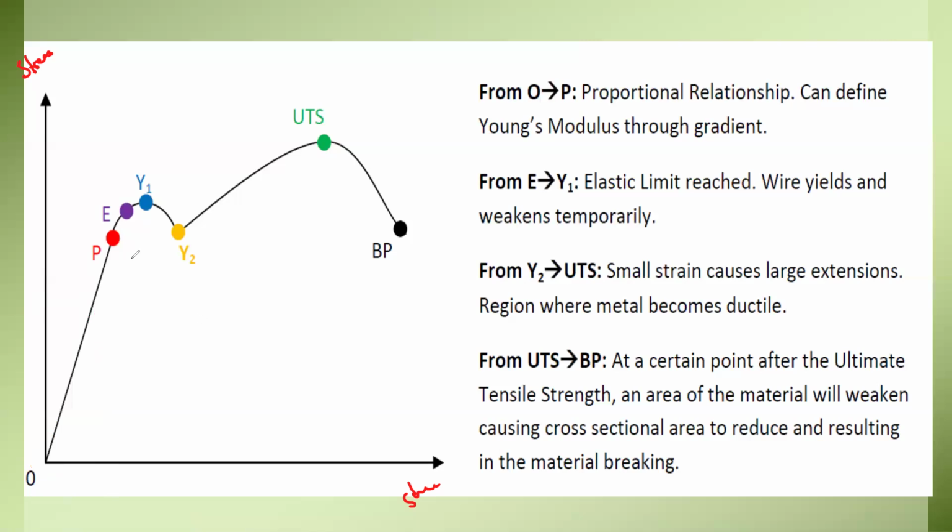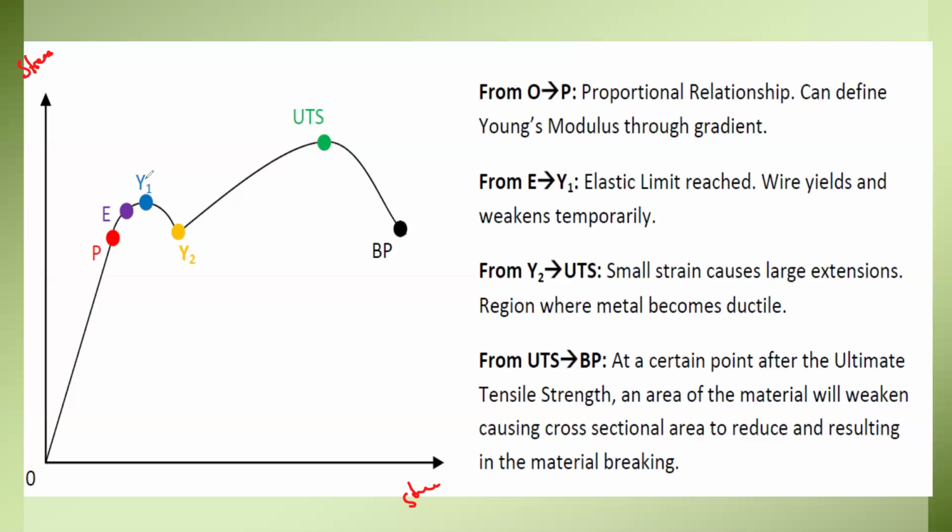Then what is point E? The point E is actually showing the elastic limit. What is the elastic limit? It means beyond this point, if we cross this point, the object will deform permanently, and it will not return back to the same original length.